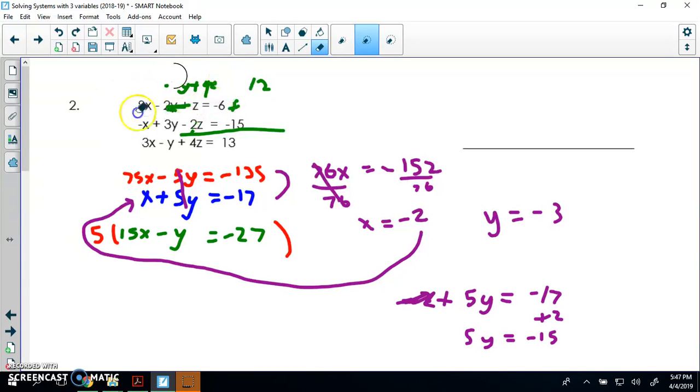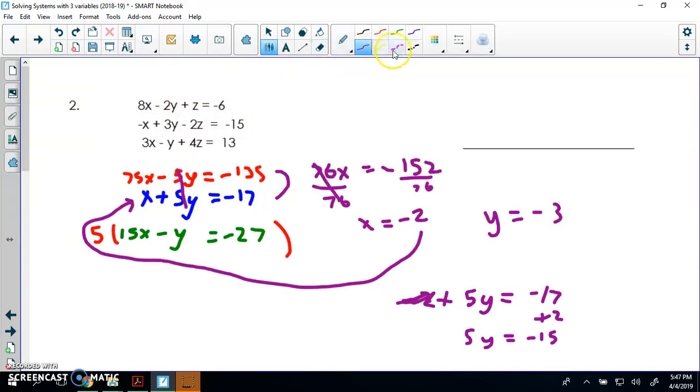Now I'm going to come up here to these 3 first, and I know now x is -2 and y is -3. So I'm looking at this guy right here. He looks pretty simple if I plug that all in. So I'm going to put a -2 into x. That's going to be a -2 plus 3y's, which y is a -3, minus 2z's equals -15.